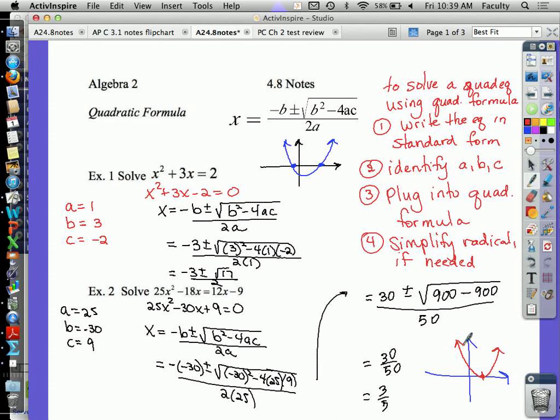Okay. Now, I want you to look again at example 1. My radical, what was underneath it, is 17. What's under here in example 2 was 0. What do you think we're going to see on the third one? Under the radical. Something that comes out negative, right? A negative.